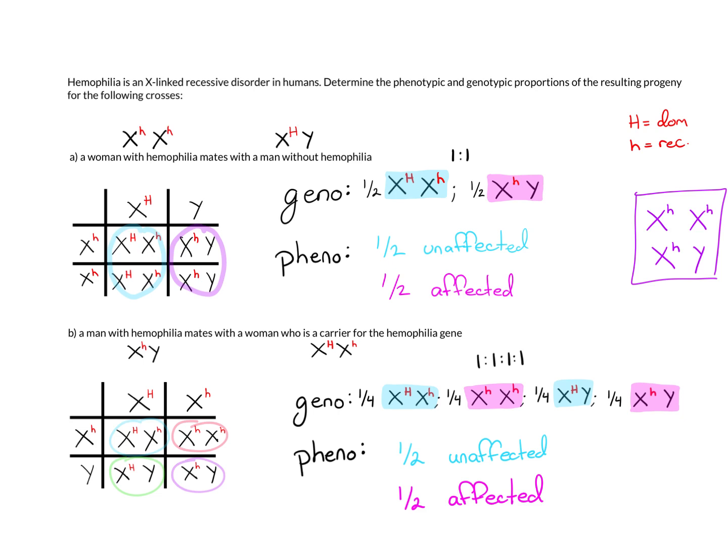So, based on this, we can see that the phenotypic proportions are the same, but the genotypic ratios differ depending on which parent has hemophilia and if the other parent is a carrier for that gene or not.